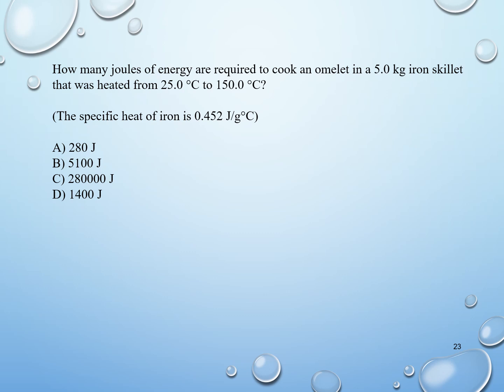All right, next question. Here's a question that says, how many joules of energy are required to cook an omelet in a 5.0 kilogram iron skillet that was heated from 25 degrees Celsius to 150 degrees Celsius? And they gave us a specific heat of iron as 0.452 joules per gram Celsius. So in this case here, we want to make sure we use our formula. So let's write it out again. Q equals mCs delta T. Okay, and we're looking for Q because we're looking for energy, which is the heat energy. So Q equals M.